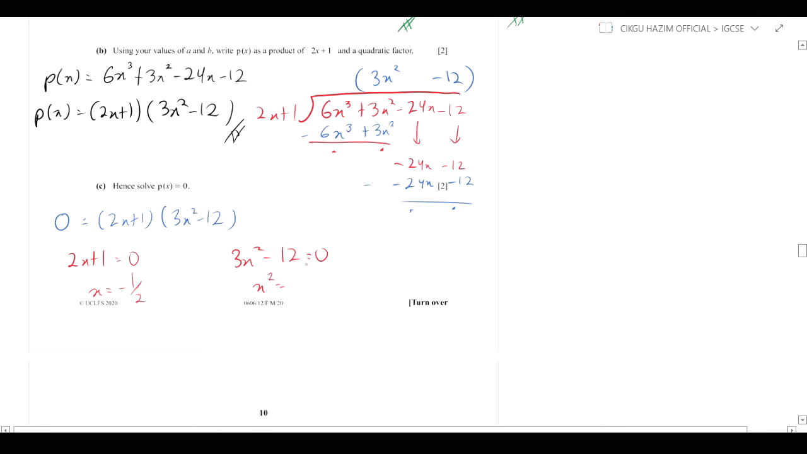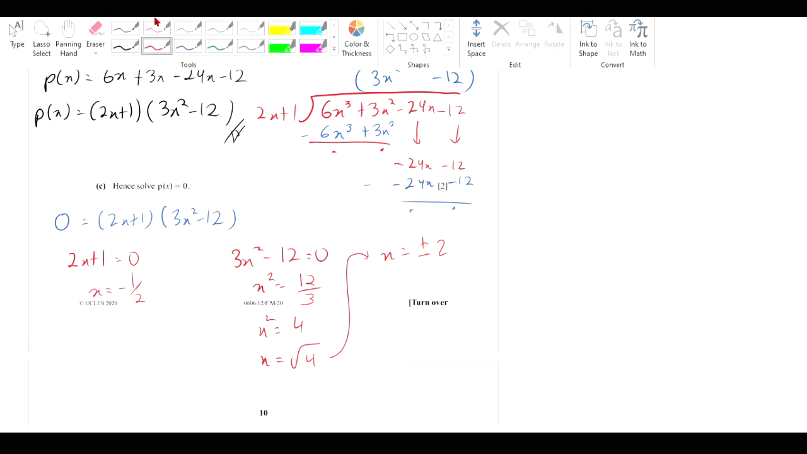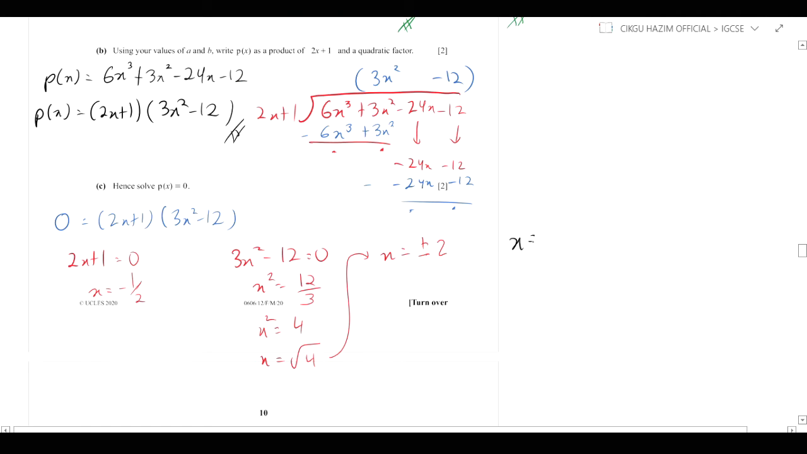x squared equal to 12 divided by 3. x squared equal to 4. So x equal to square root of 4. Then we're going to have x equal to plus minus 2. Then the 3 answers that we have here must be x equal to negative 1 over 2, x must be positive 2, and x must be negative 2. That's the 3 answers in this cubic. That's how we do this question.